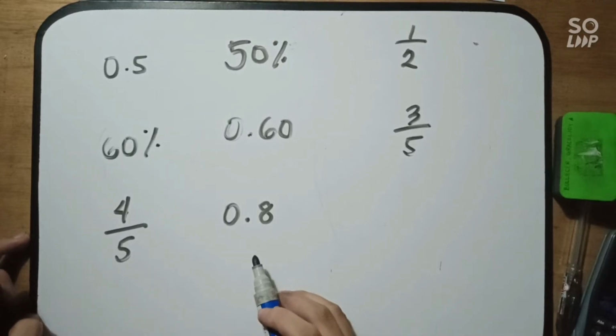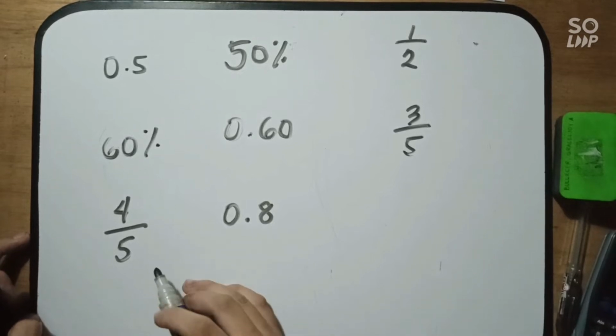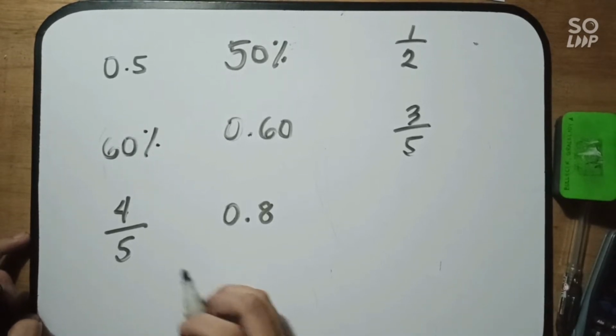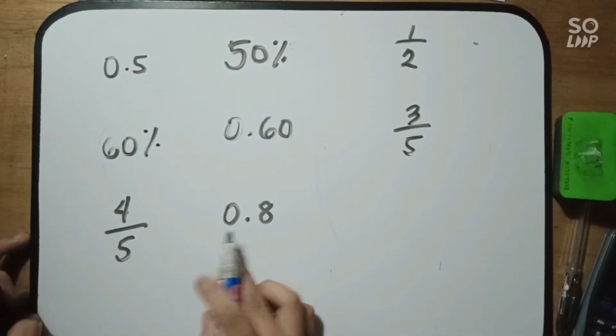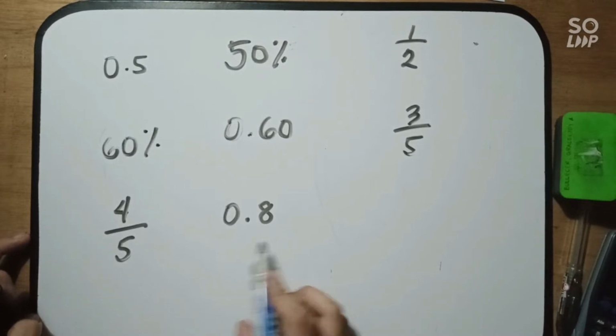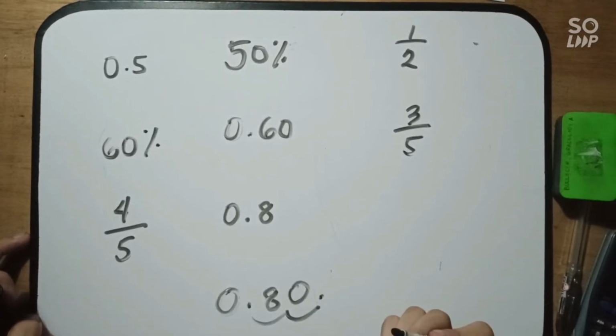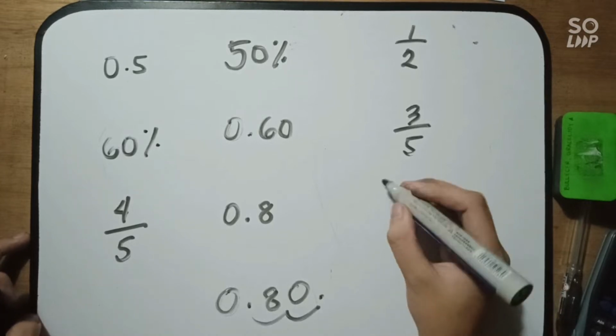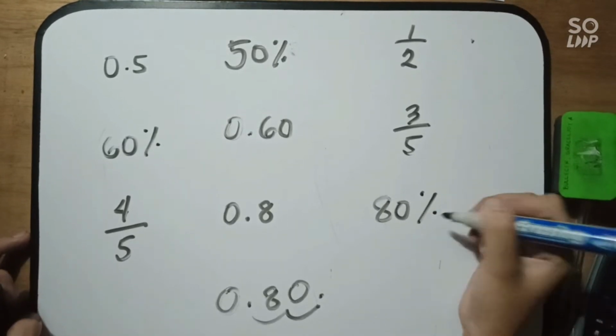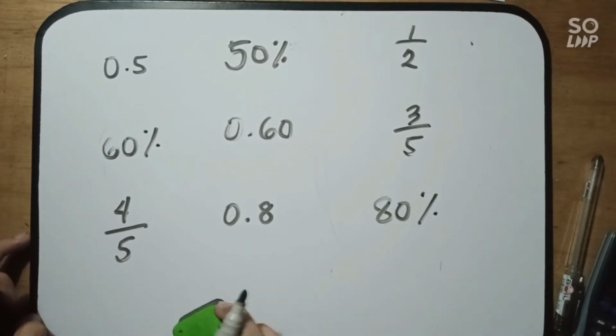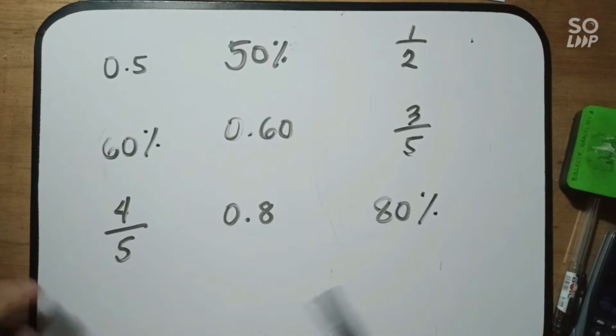So, in getting the percent value of 4 over 5, we simply move the decimal point 2 places to the right in the decimal form of 4 over 5. So 0.8, in getting the percent, move two places to the right. So 1, 2. The decimal point will be here, so there will be 0 here. And then affixing the percent sign. So 80, affixing the percent sign. So therefore, the percent form of 4 over 5 is 80%.